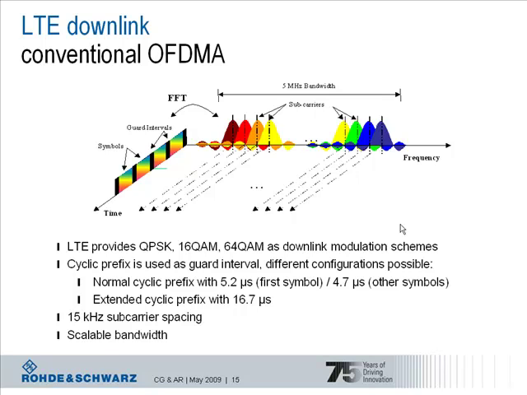In the time domain, you see the OFDM symbols transmitted, separated by guard intervals. In LTE, we also have a cyclic prefix as guard interval. Different configurations are possible. We have a normal cyclic prefix with 5.2 microseconds for the first symbol and 4.7 microseconds for the other symbols of a slot. And we also have an extended cyclic prefix for larger cells corresponding to 16.7 microseconds. LTE provides QPSK, 16 QAM and 64 QAM as downlink modulation schemes, so these can be assigned to the UEs in the resource allocations.